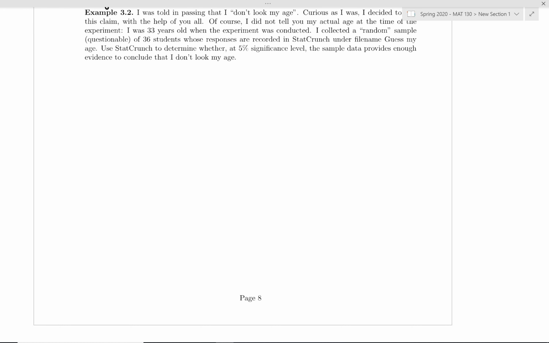What I'd like you to do is, using that data and using StatCrunch, see if at 5% significance level, the data provides enough evidence to conclude that my perceived age is not 33. All right, so at 5% significance level, does the sample data provide enough evidence to conclude that I don't look my age? I would like you to go ahead and do that, and a separate video answering this exact question will be posted on Moodle. All right, but for this handout, that will be it.